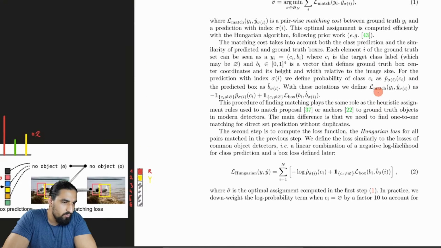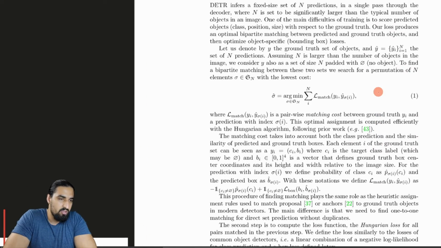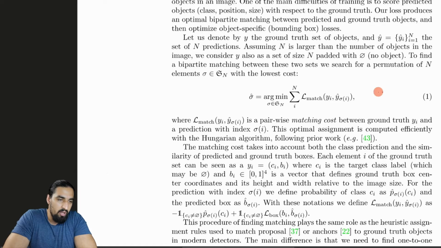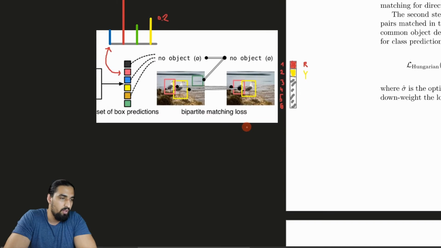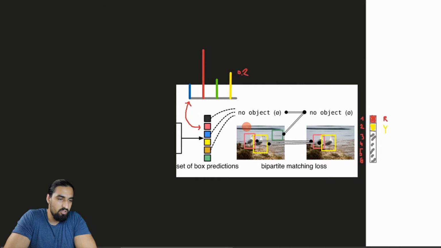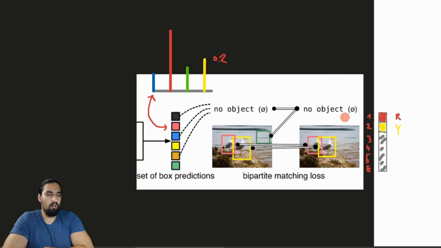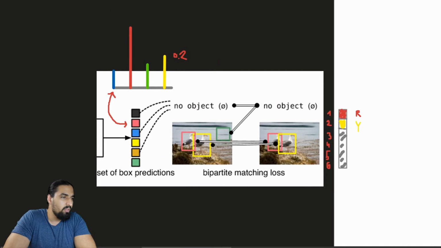Okay, so this is the main part. Basically the whole idea is to find a permutation. I just copy pasted the diagram from above, and the whole idea will be the following. You have your ground truth. In the case of this image, we have one red box, as you can see here, and one yellow box, and all of the other boxes will just be no object proposals.